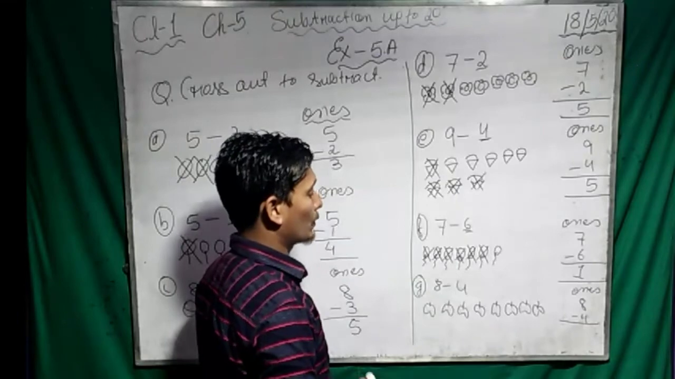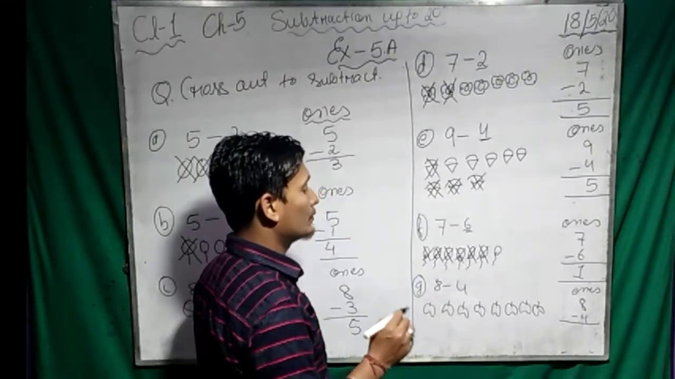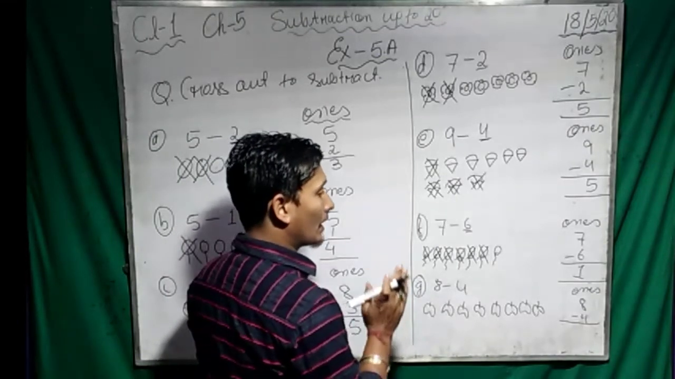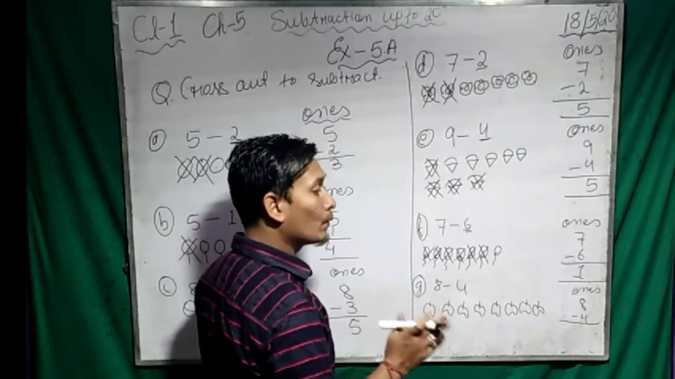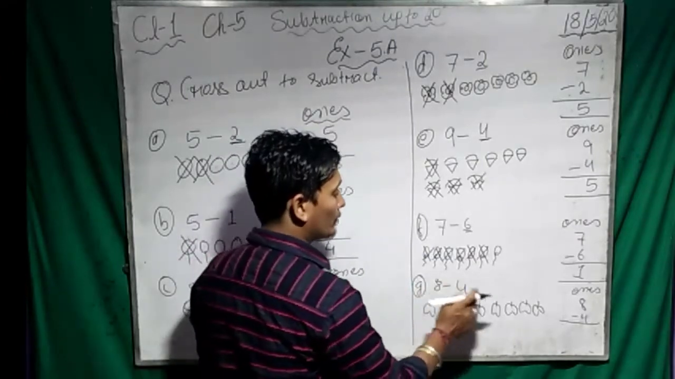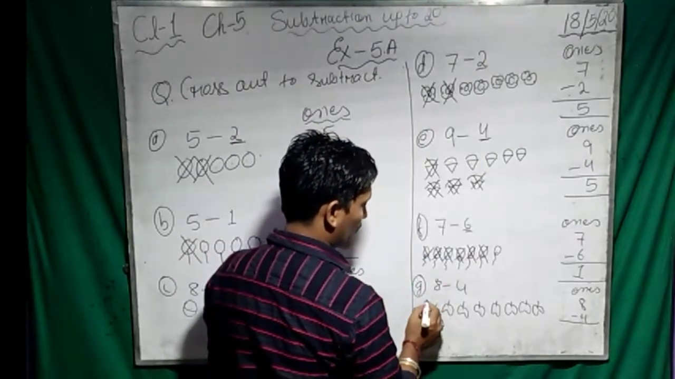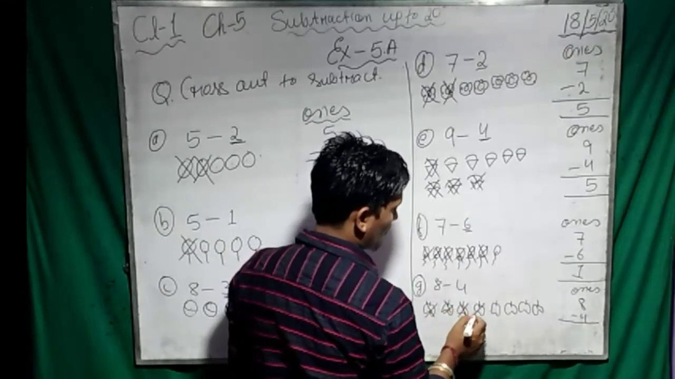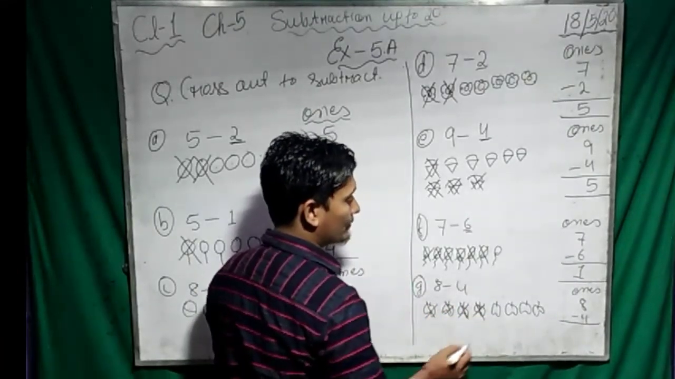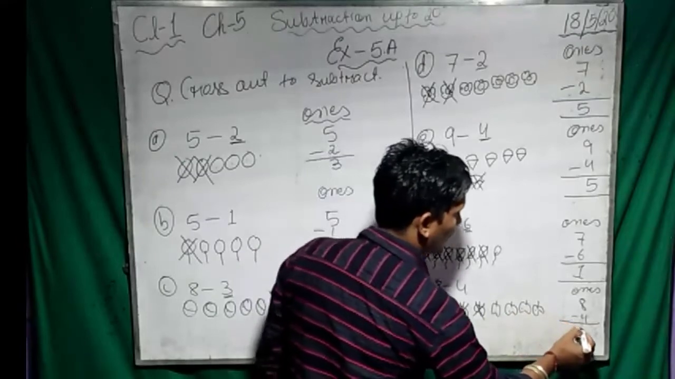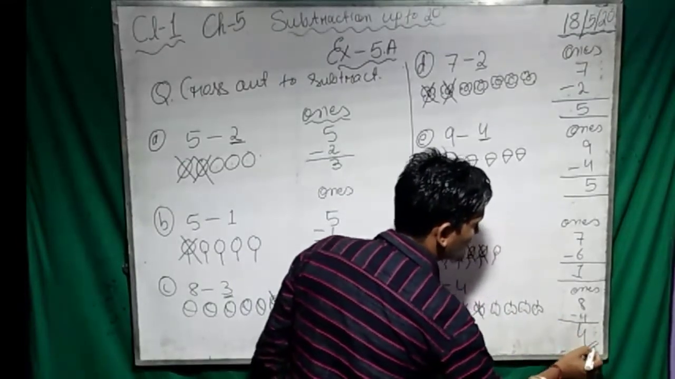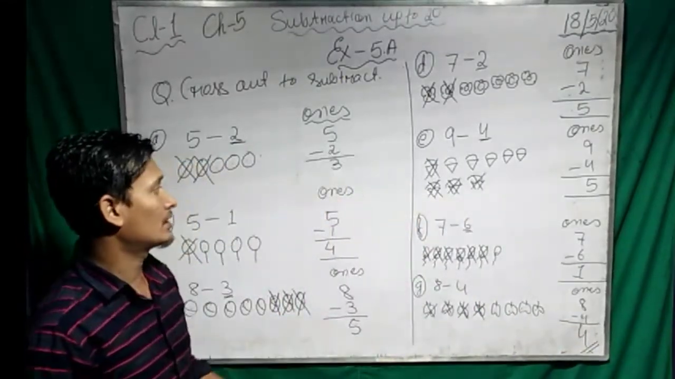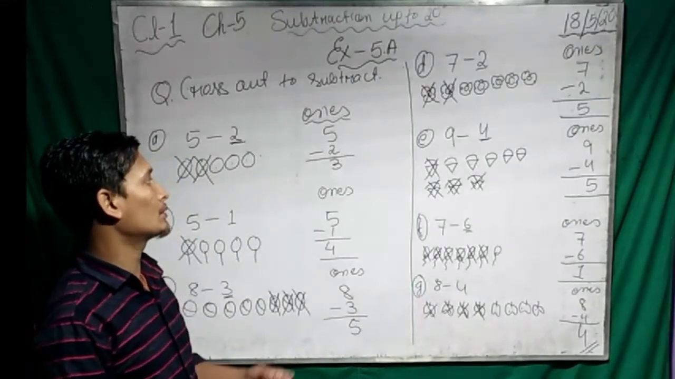Now again, question number G. 8 minus 4. 8 minus 4 means we have to cut 4 from 8. Yes or no? 4 from 8. So cut 4. 1, 2, 3, 4. So how many apples are left? 1, 2, 3, 4. So the answer is 4. Done. So this is the way how to cross out to get the answer.